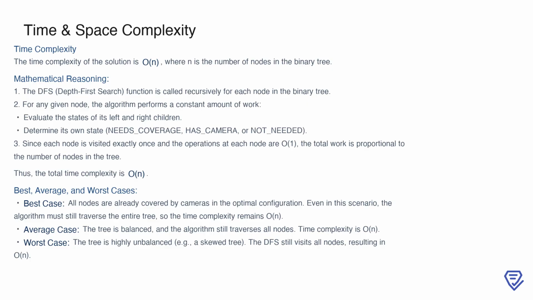This holds true across all scenarios. Whether the tree is optimally configured, balanced, or highly skewed, the algorithm must traverse every node, making O(n) the time complexity in the best, average, and worst cases alike.